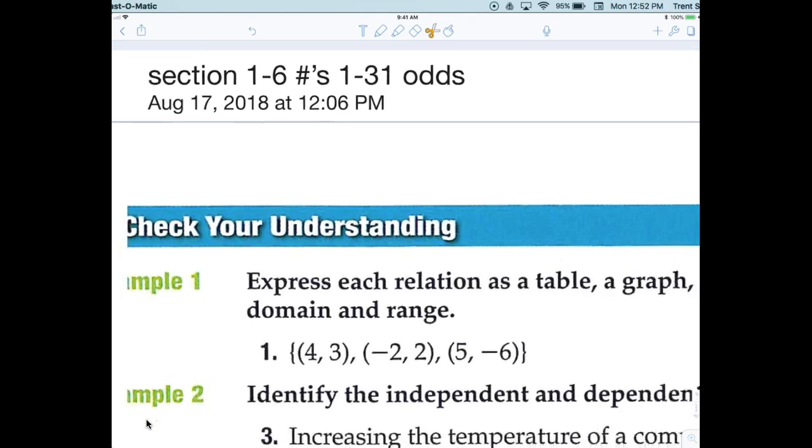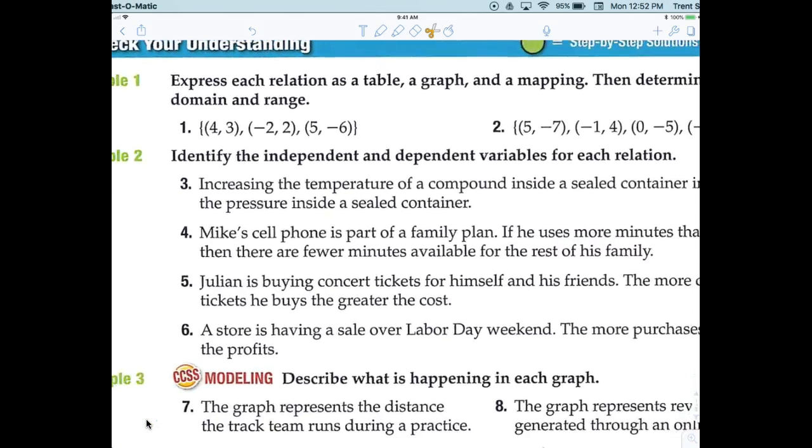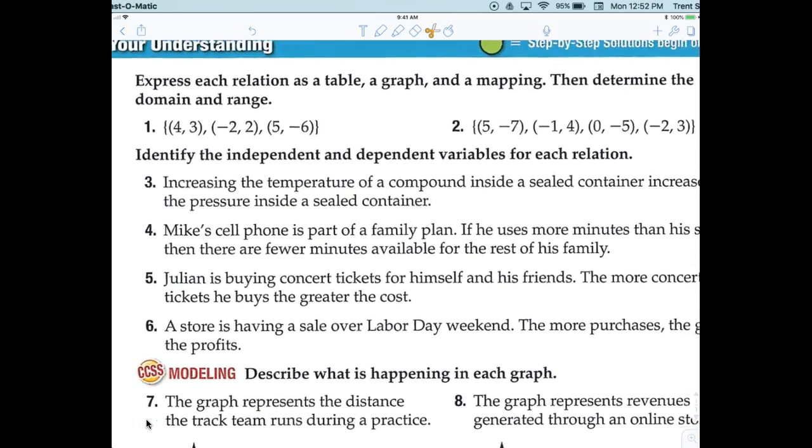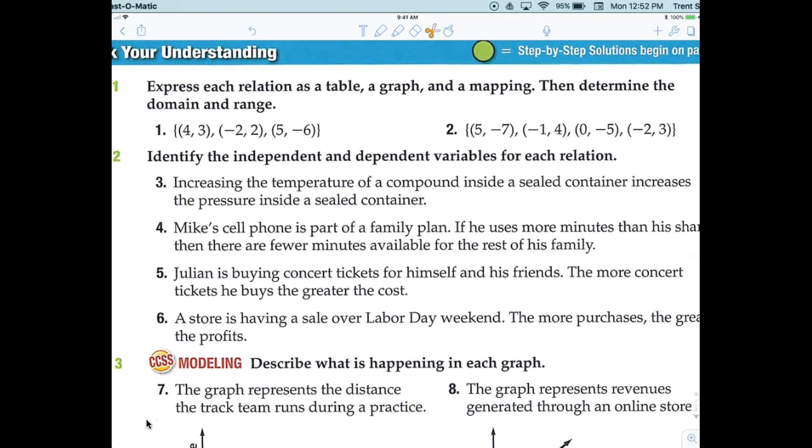So the first thing I want you to do, for question number 1, is express the relation as a table, a graph, and a mapping. First of all, I want you to know what a relation means. A relation is just a set of ordered pairs. That's all it is. Is everybody with me on that? So a relation is just simply a set of ordered pairs.